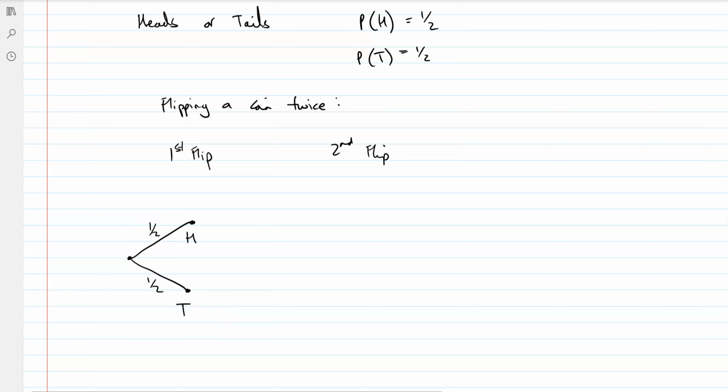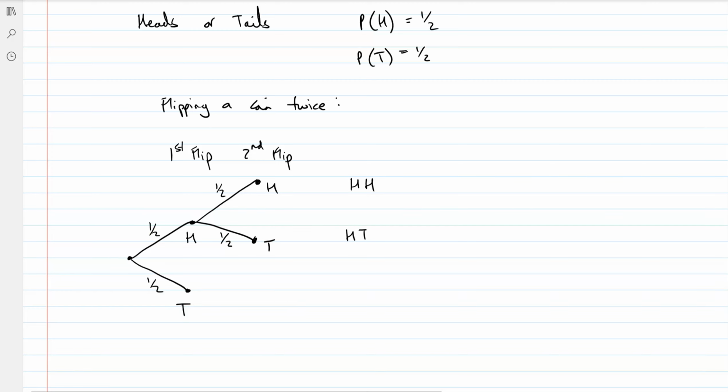Okay, but then we're flipping the coin again, a completely independent event. Completely separate. But on that second flip, the same kind of thing happens. Either we can flip a head, or we can flip a tail. And again, it's a half chance of flipping a head, and a half chance of flipping a tail. That's what happens with two flips. So you can get a head, then another head, potentially. Or you could flip a head first, then a tail second, and you'd be following this part of the tree.